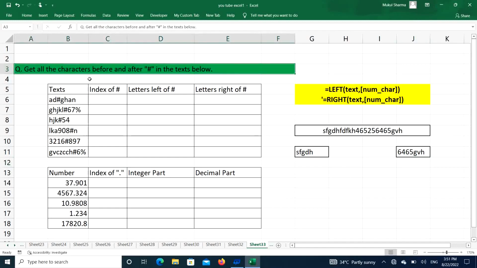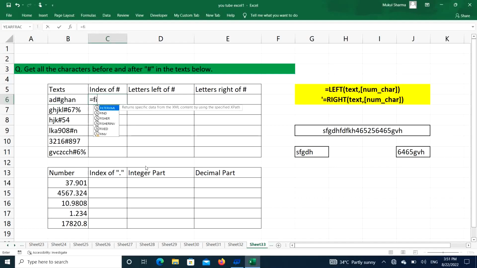Now get all the characters before and after the hashtag in the text below. You can see I have written some text values that contain a hashtag in each one of them, but at different places guys. Now in this first case, we have 2 letters on the left side and 4 on the right side. Similarly, all have different situations. So to solve this problem guys, first of all, we need to know the index of this hashtag in each one of them. That we could be doing with the help of the FIND formula, as we have done in previous videos.